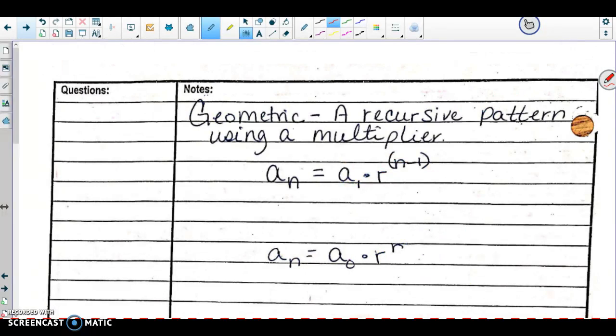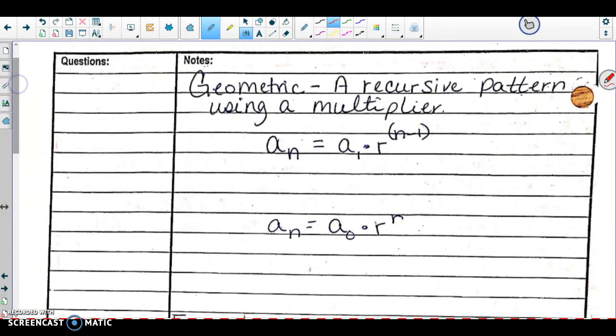All right, let's look at geometric. So geometric is a recursive pattern using a multiplier. So we're multiplying instead of adding something repetitively. Again, it's the same type of thing, only they look just a little bit different. So a sub n, we have that going on here. And what I notice is first term, n minus 1. So it's to the power this time, but it's still the first term, n minus 1.